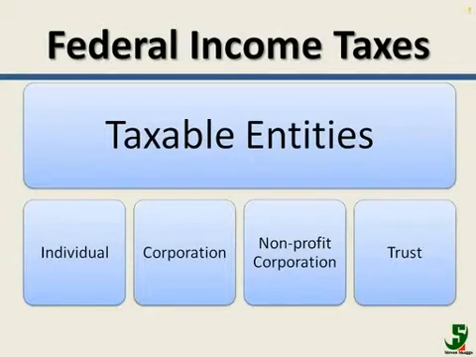A trust, for example, is a legal arrangement whereby control over property is transferred to a person or organization, the trustee, for the benefit of someone else, the beneficiary. If you were a beneficiary and received a distribution, that money would be taxable as individual income.